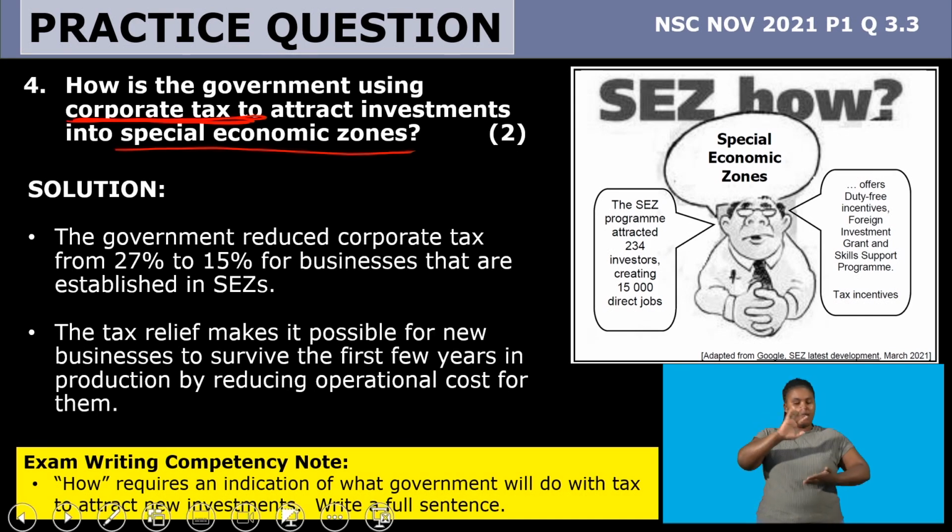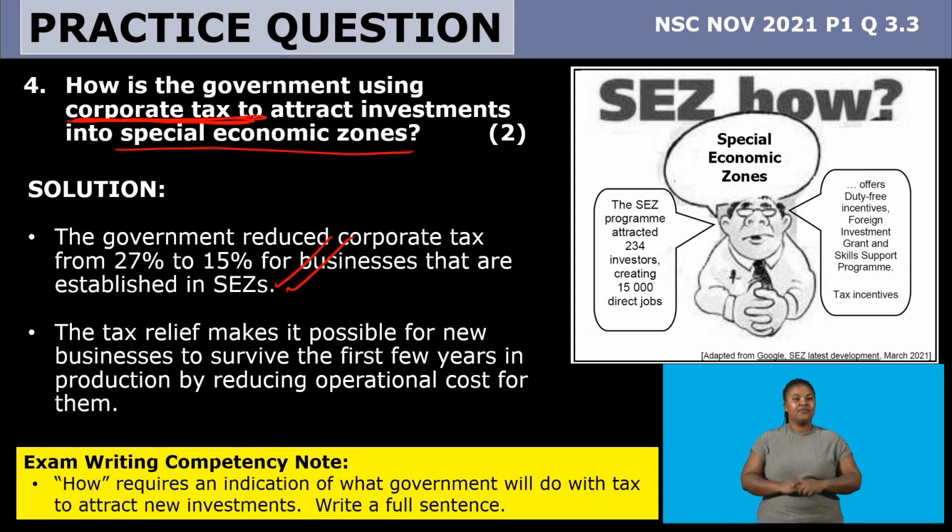The government reduced the corporate tax from 27% to 15% for businesses that are established in the SEZs. So what it means is, what is going to attract a business to go and locate in a special economic zone is this tax exemption. Instead of paying a corporate tax of 27%, government says, if you locate your business in the special economic zone, we are going to reduce the tax percentage that you are going to pay from your profits. So that becomes an incentive to attract businesses into those areas that are underdeveloped.